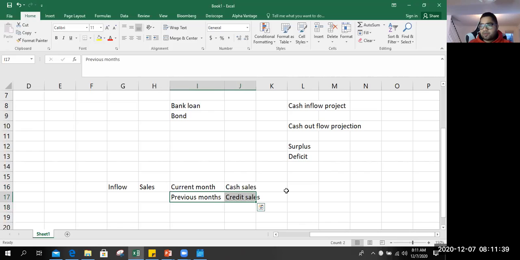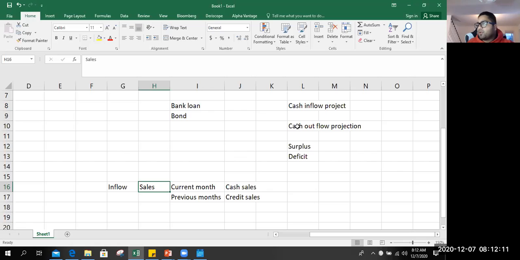Also, Apple may be able to sell the products right away on cash. I generally buy products on cash. So if I buy an Apple product, I'll pay cash to Apple and it gets it right away. So cash inflows for any company come from sales. Sales can be current month sales, that is cash sales, or they can be previous month sales, that is credit sales. So based on that, we figure out what is the cash inflow.